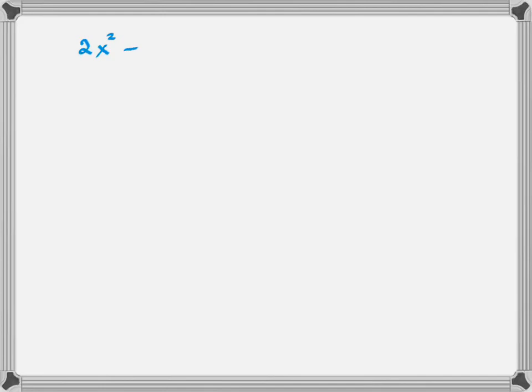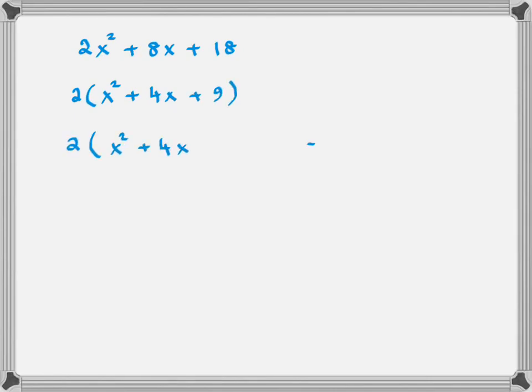Another example. 2x square plus 8x plus 18. Take 2 common out, and repeat the same process as the previous example. What goes in these purple brackets? 2, x squared plus 4x plus 2. What can this be written as? (x plus 2) whole square.